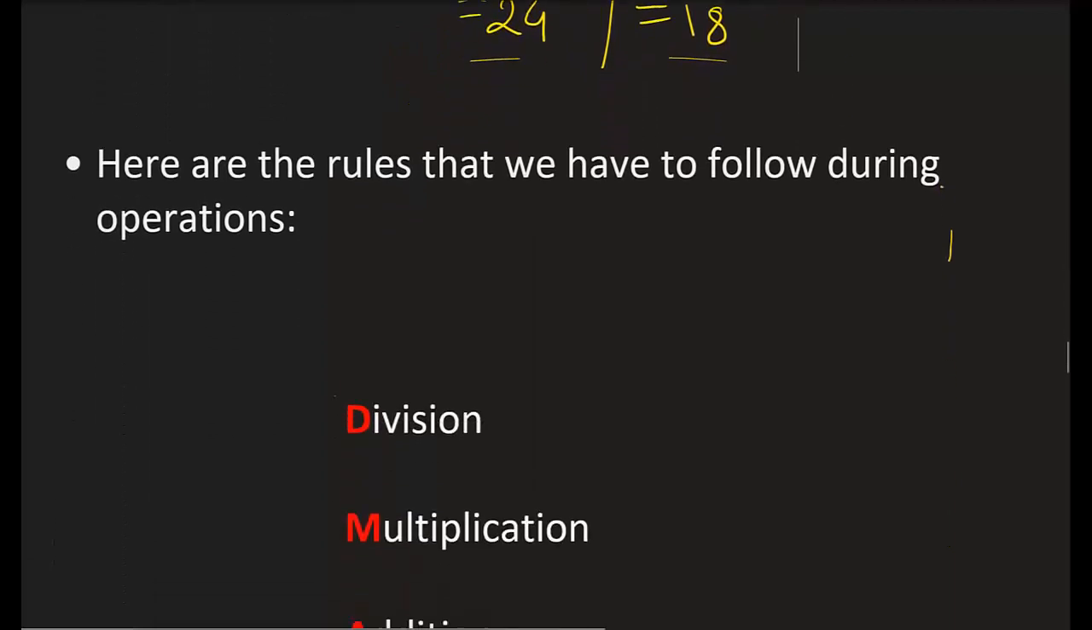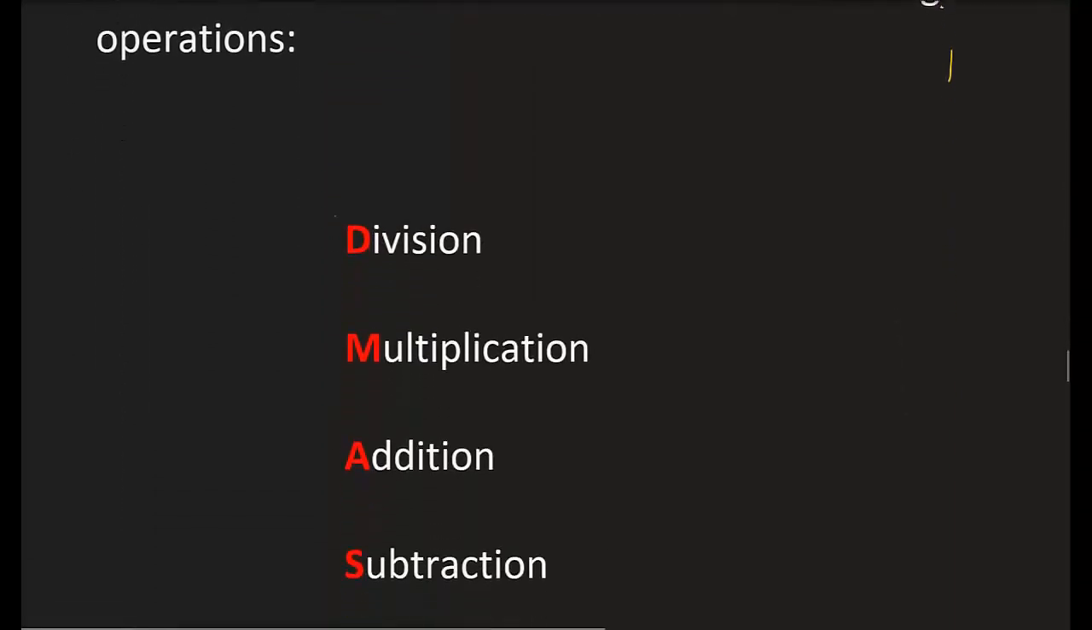Here are the rules that we have to follow during operations. Let's see. It spells out BODMAS. BODMAS. Oh, I think I understood. So whenever we are doing any operation, first division will come, then multiplication, then addition, and finally subtraction. So first, when we are doing operations, the first symbol will be division, then the second symbol will be multiplication, then addition, then subtraction.